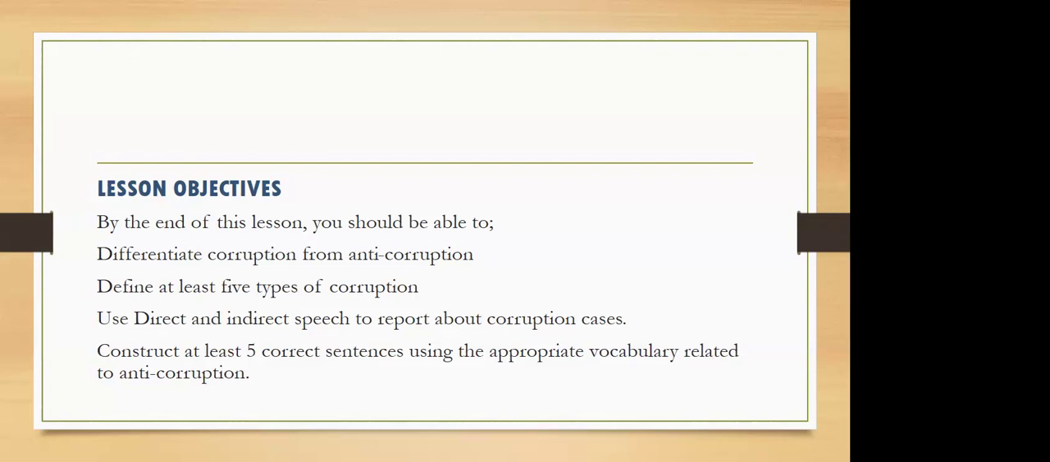Those are our objectives. I expect that by the end of this lesson, we are going to be able to define corruption, define anti-corruption, and then know the difference between those two. Later on, we're going to discover the different forms of corruption and to see if any of those are happening in our society and what we can do about it. We shall also learn how to use vocabulary that is related to corruption when you're discussing corruption.